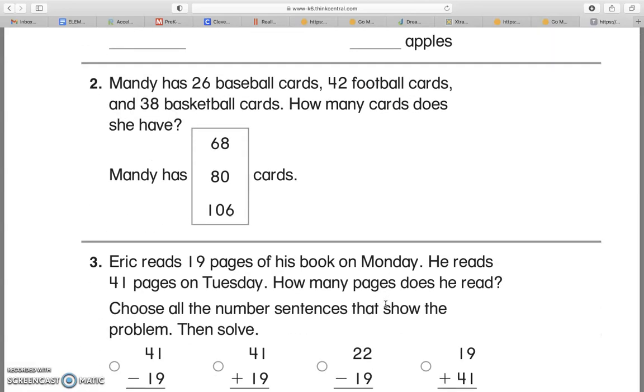Number 2, Mandy has 26 baseball cards, 42 football cards, and 38 basketball cards. How many cards does she have? Your sentence down here says that Mandy has 68, 80, or 106 cards.